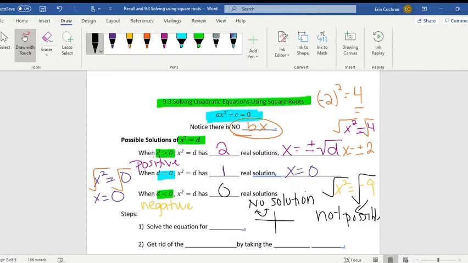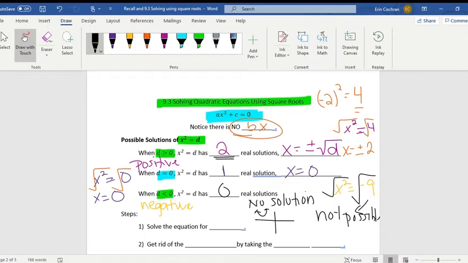Okay. The first one, when we had 2 solutions, that means we had 2 intercepts. So my parabola crossed the x-axis twice. When d is 0, we only have 1, so it only hits it at one spot, which means it's our vertex. Okay. And then if d is negative, we have 0, so it would never, ever cross the x-axis.